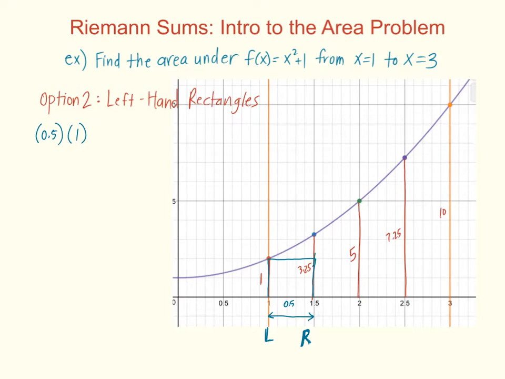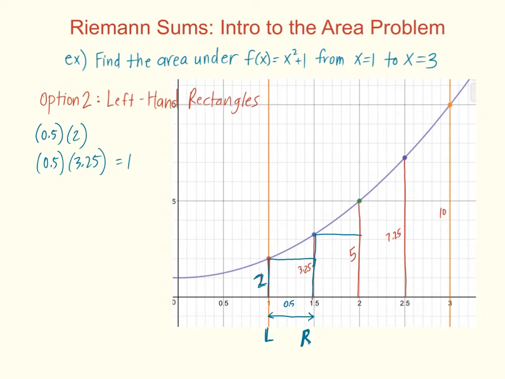My second rectangle is 0.5. Excuse me, that's not by 1. Take that back. My first rectangle is 0.5 by 2, because if I sub 1 into my equation, I get 2. My second one is 0.5 by 3.25.